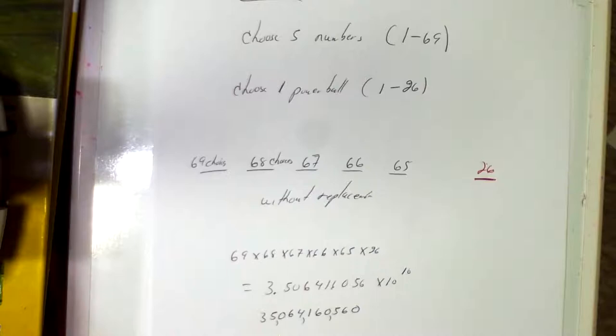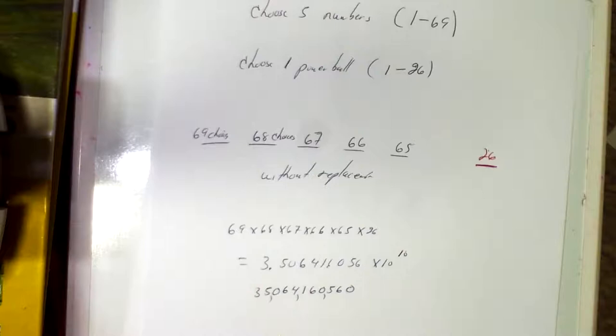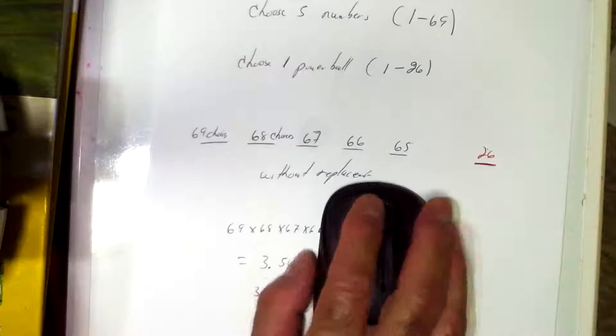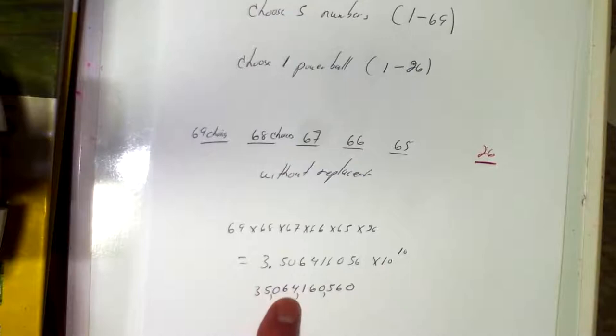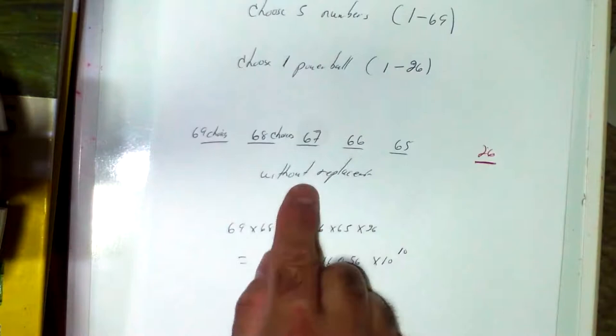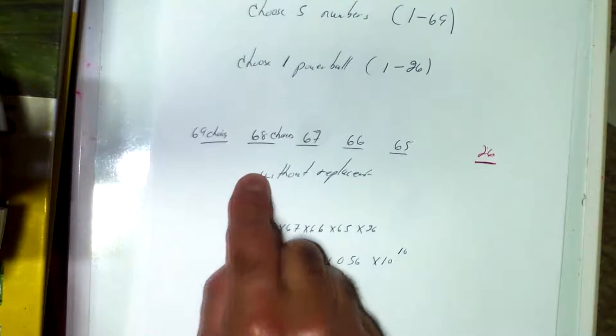And how many are winners? One. So you have a one in 35 billion to win the game of Powerball. Okay. So those are the odds of winning, that is astronomical. So notice that the numbers are decreasing. This is without replacement. We cannot replace them. Right? They're different. So the numbers decrease, we call that without replacement.